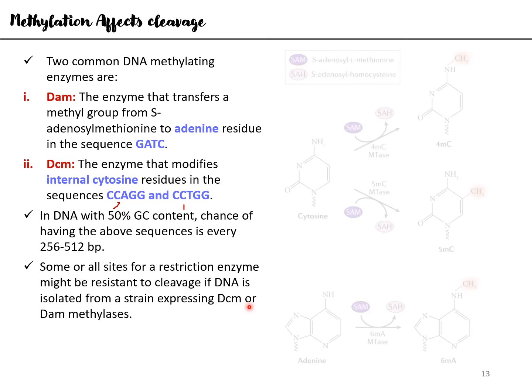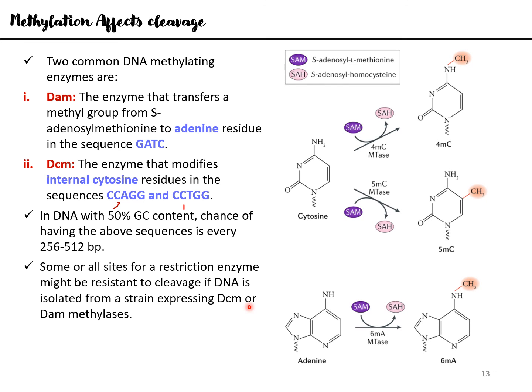Therefore, most of the strains that are used in the laboratories for amplifying DNA are genetically modified to lack these methylases. They don't have them. They don't encode for them. So this is just a schematic representation of methylation of cytosine and methylation of adenine.